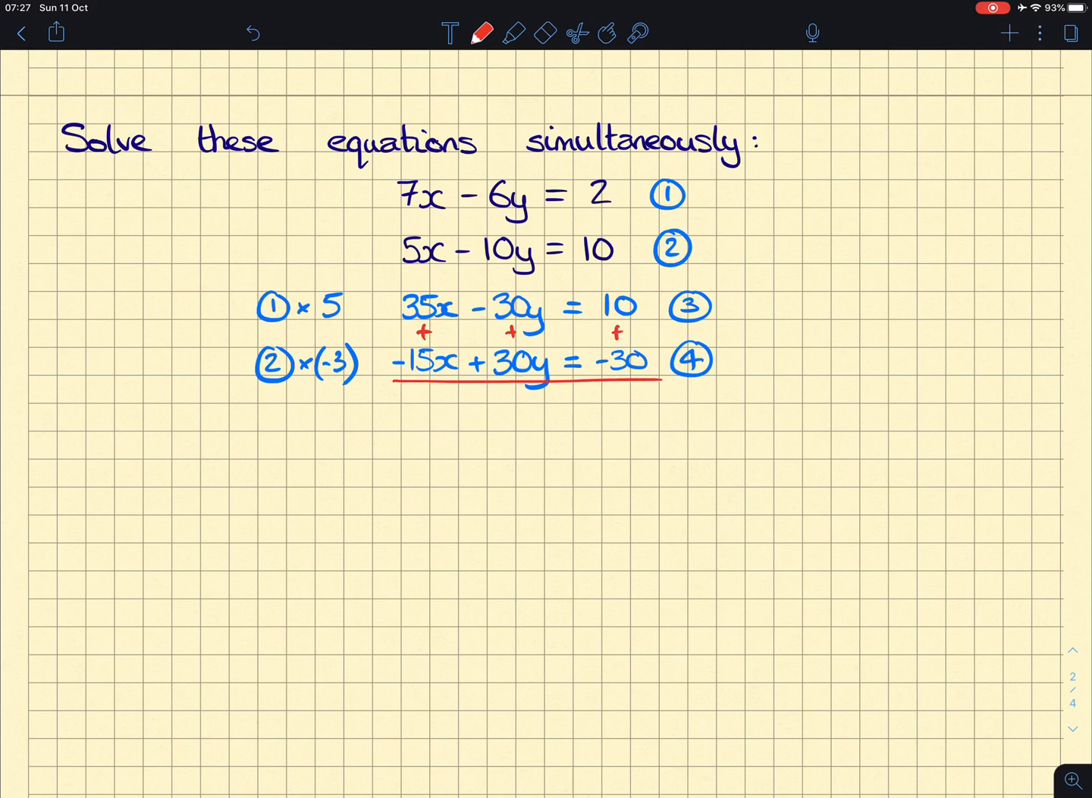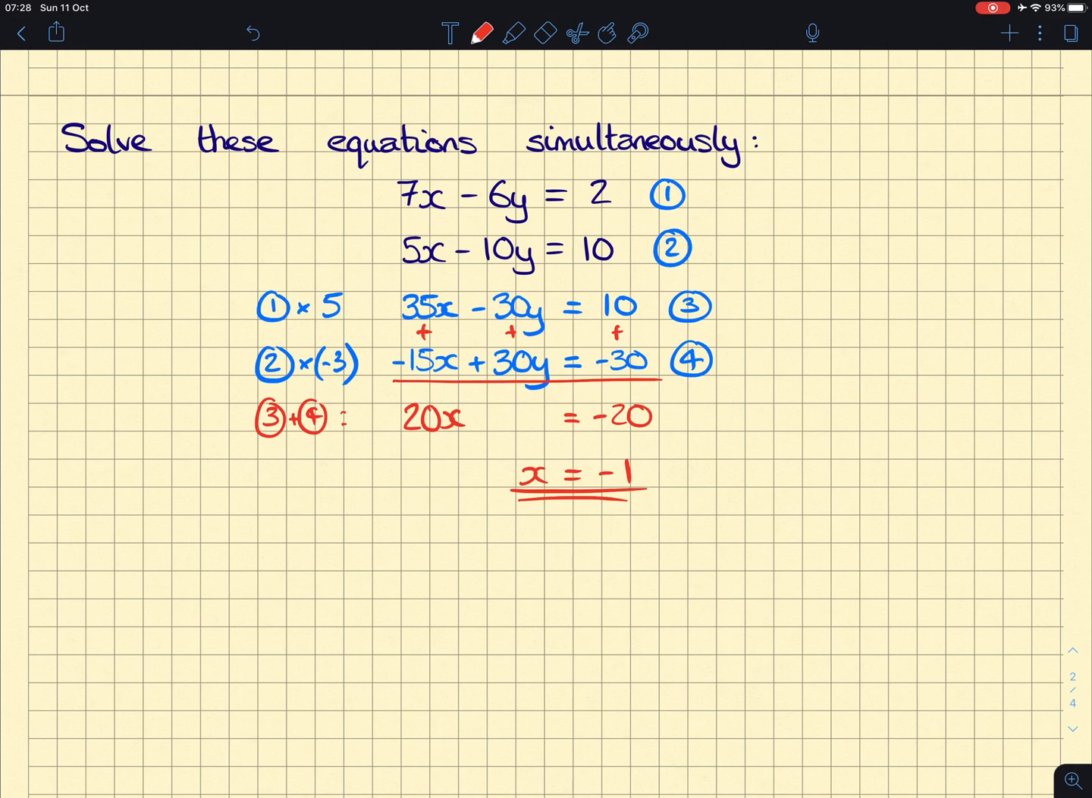So adding equations 3 and 4. 35x plus a negative is the same as taking away, so 35 take away 15x effectively, it will give us 20x. The minus 30y plus 30y cancels, and then the 10 plus negative 30, again like a negative, so 10 take away 30 will give us a minus 20. Divide both sides by 20 then, and we get x equals minus 1.